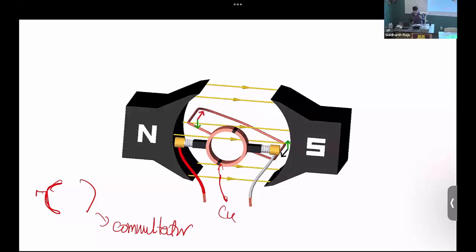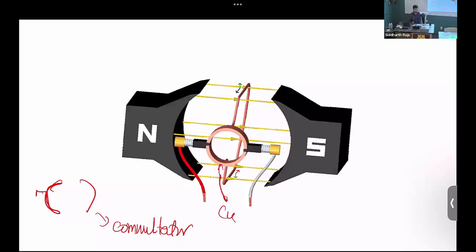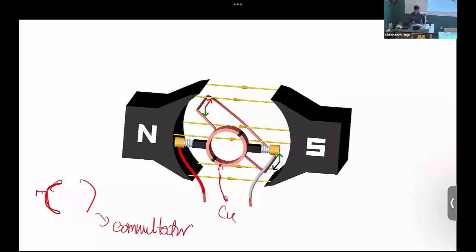And the way it makes electrical contact with the outside world is through these things called brushes. These brushes are just graphite blocks. As the rotor rotates, these graphite blocks make electrical contact, but give mechanical isolation for the system. That's the black thing that I've drawn here. So these are graphite brushes.